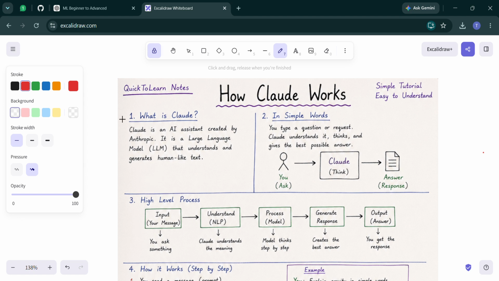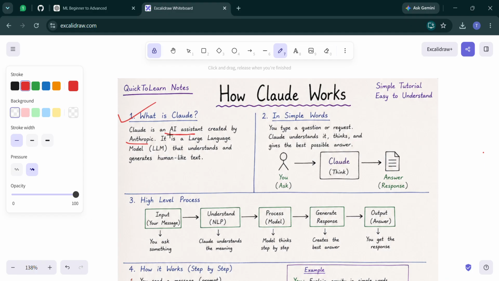Our first section is: what is Claude. Claude is an AI assistant created by Anthropic. Think of Claude like a very smart digital assistant. You can ask it questions, write emails, generate code, summarize your documents, or even get help with your studies.